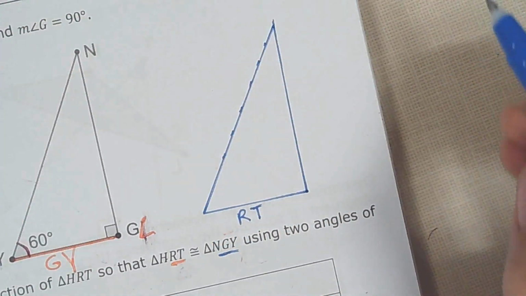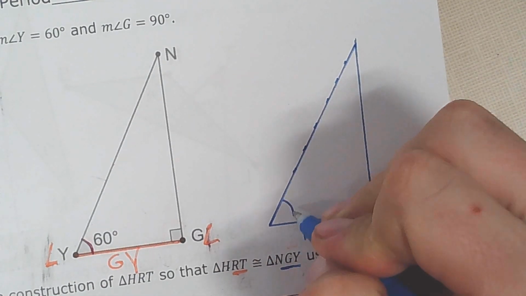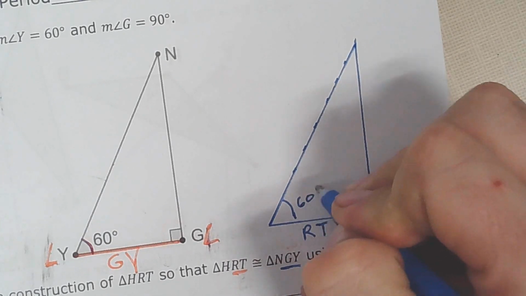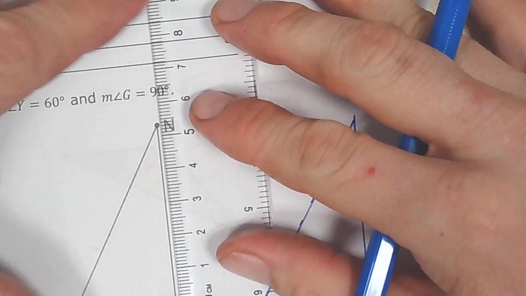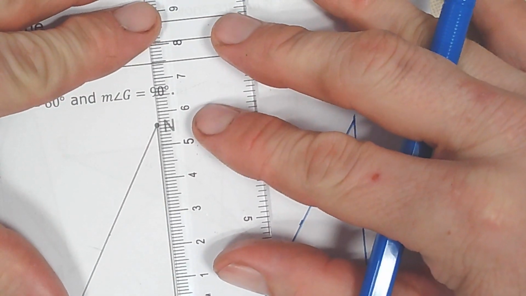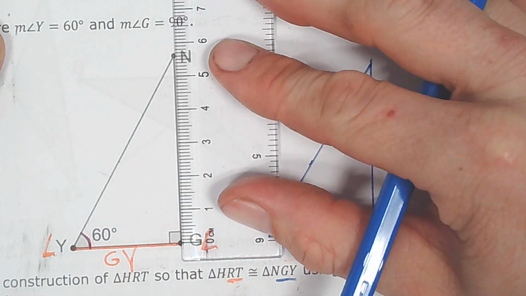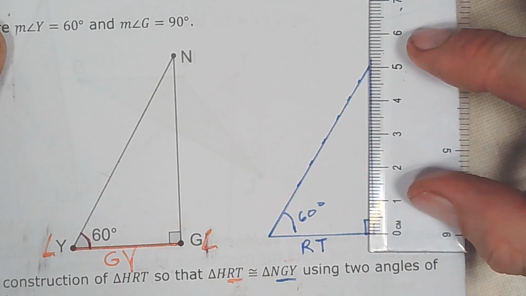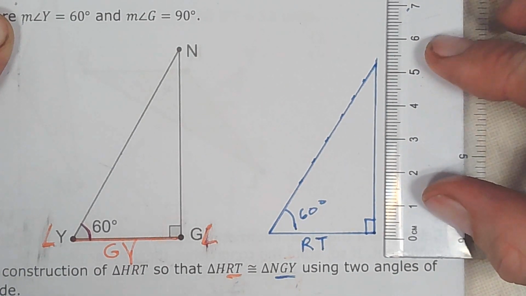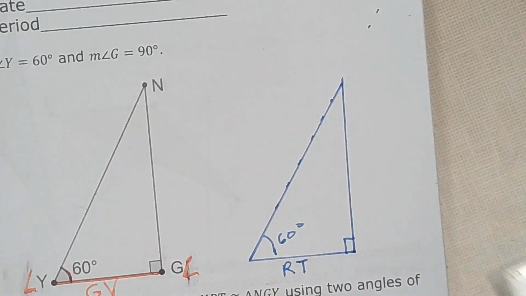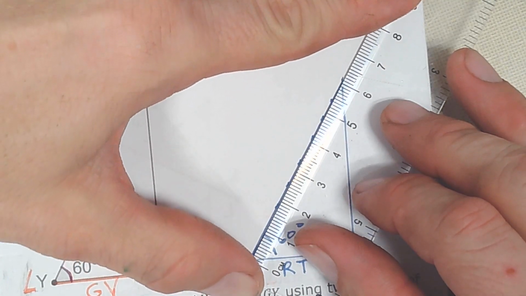Now I've constructed two, that is a 60-degree angle, that is a 90-degree angle, and those lines are congruent, right? So that's like 5, this is like 5 and a little bit over, about 5.5, right? I mean, I drew this a little short here. That's just going to be like right here, right?